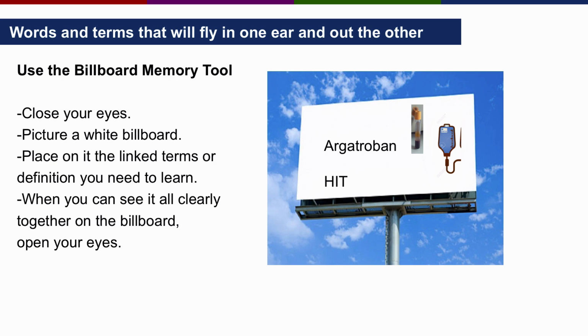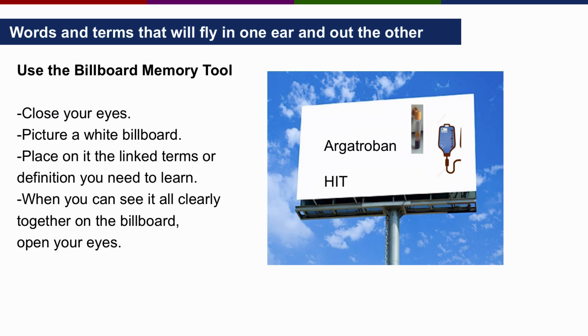In fact, I'm really convinced now that drugs should be named like George Foreman names his sons. He had a lot of boys, so he named them George 1, George 2, George 3, and George 4. But we don't have direct thrombin inhibitor 1, 2, and 3. We have names like argatroban. And so when that drug came out, I right away used my Billboard memory tool.